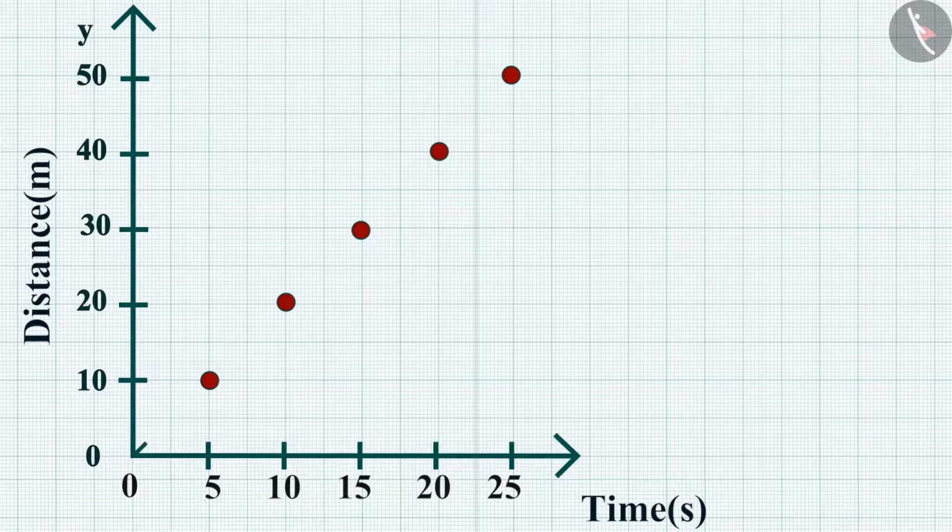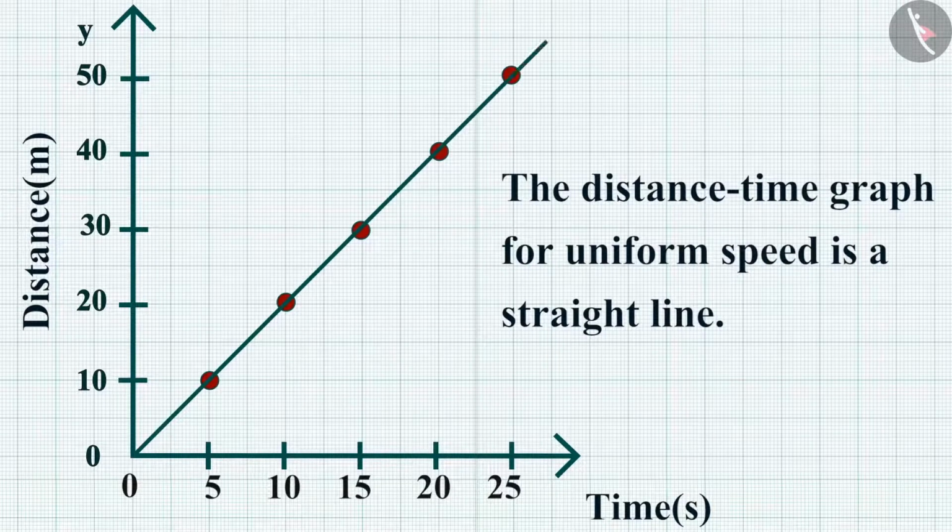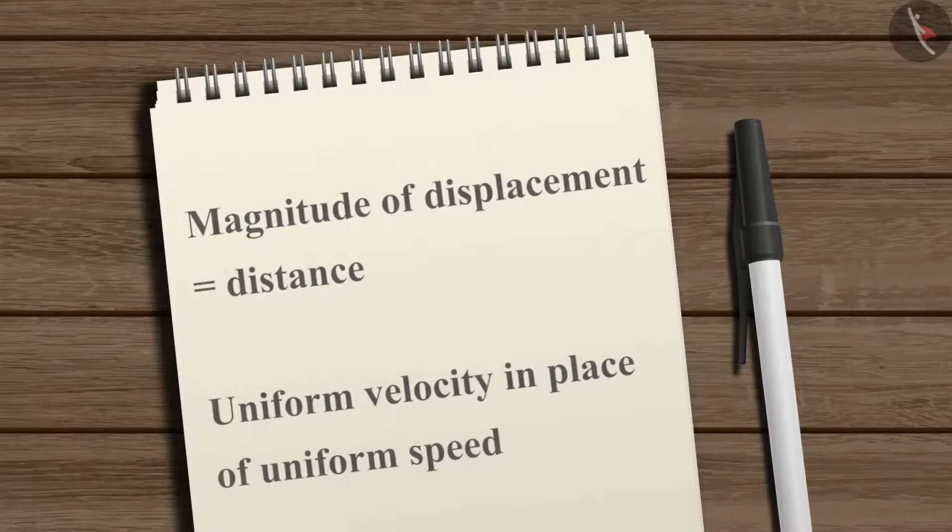If you join these points, you can see a straight line passing from the origin. Thus, for uniform speed, a graph of distance travelled against time is a straight line. If the magnitude of displacement is equal to the distance travelled by the object, then we can use the term uniform velocity in place of uniform speed.